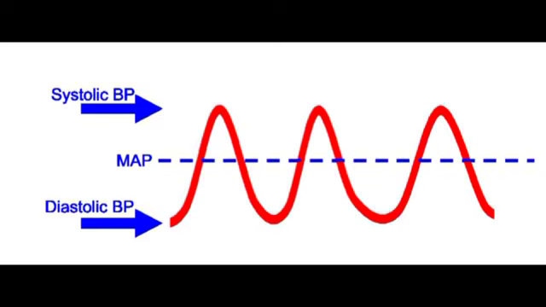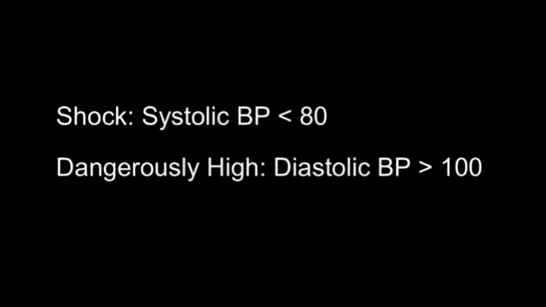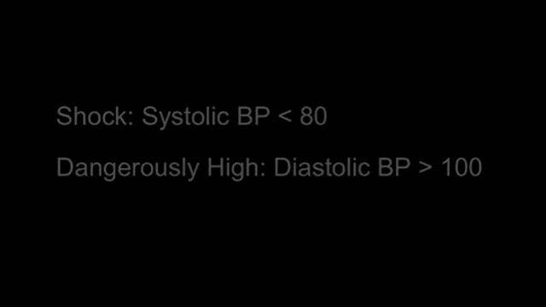The mean arterial pressure, or MAP, denotes the average pressure within the arteries. An electronic vital signs monitor can determine and display an accurate average pressure or mean arterial pressure. Shock or other difficulty is usually indicated by a systolic reading of 80 or less. A diastolic reading over 100 is usually considered dangerously high.